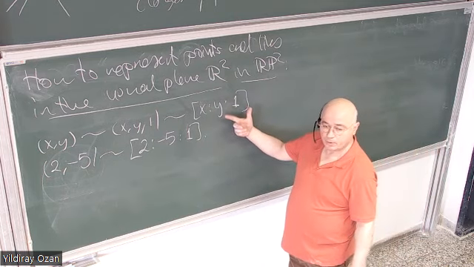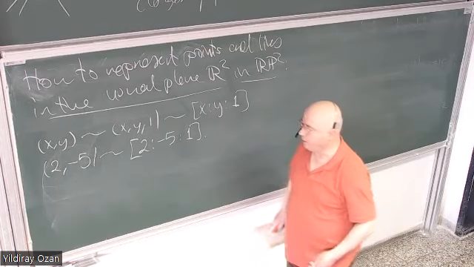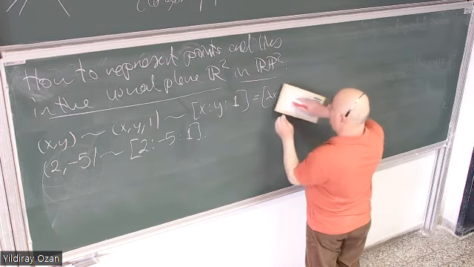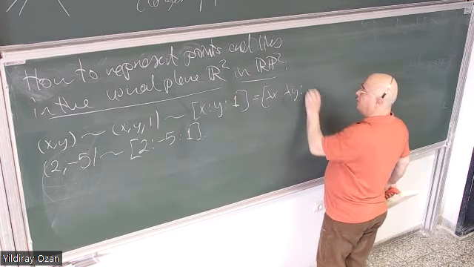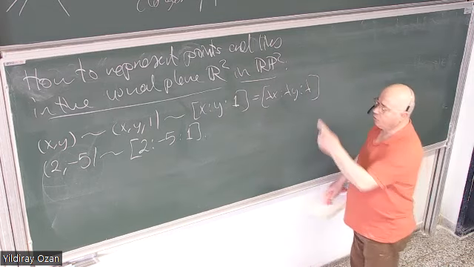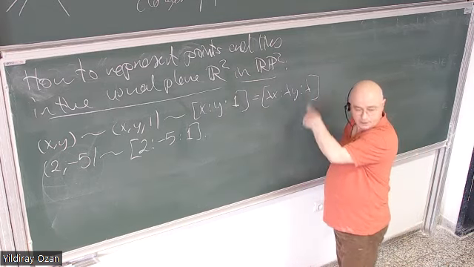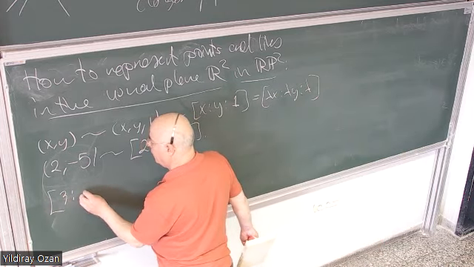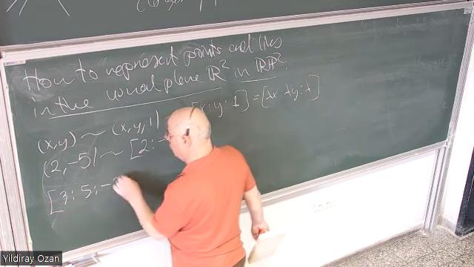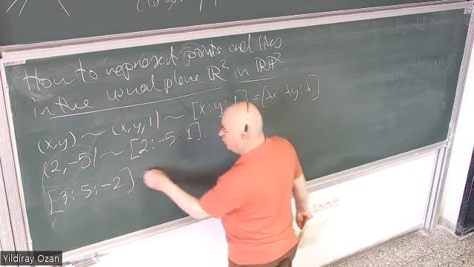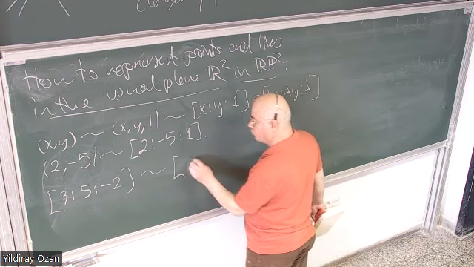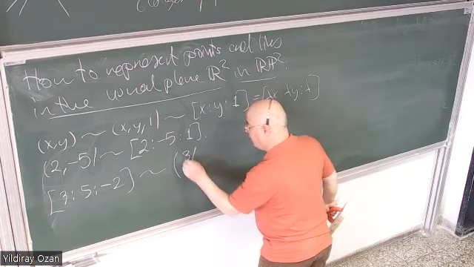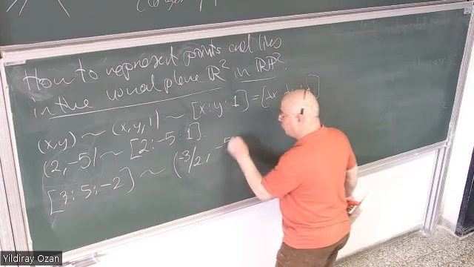Tersine de ne yapıyorum? Z koordinatına bölüyorum, değil mi? Yani bunu tabii şöyle de düşünebilirsiniz. Lambda x, lambda y, and lambda. And how do you go back? You just divide with the last coordinate. So for example, 3, 5, and minus 2. This corresponds to which point in the usual plane? I just divide with the last coordinate. So minus 3 over 2, minus 5 over 2.